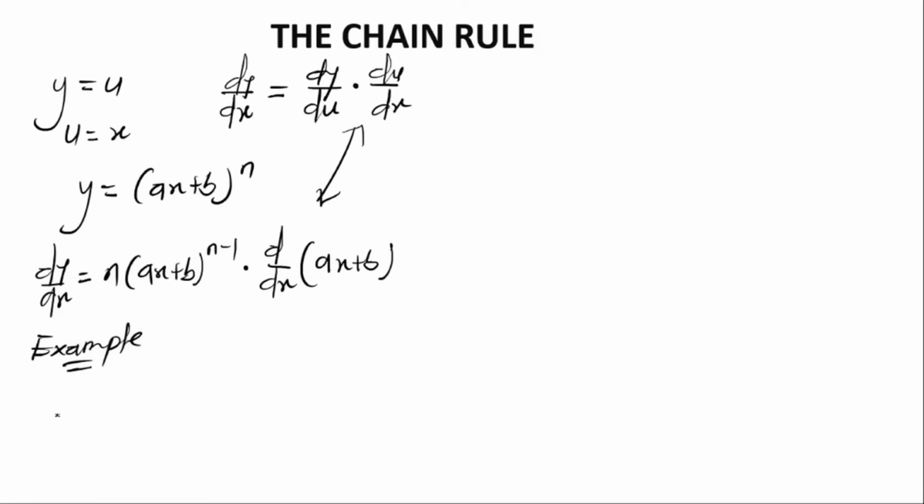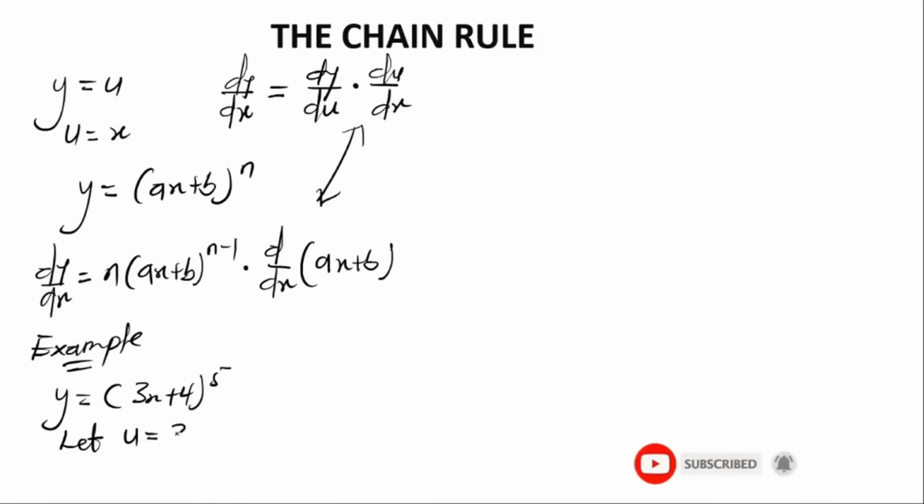For example, we have y is equal to (3x + 4) raised to the power 5, and we have to differentiate this function. How do we go ahead to solve such a problem? First of all, let the function within the bracket be u. So u is equal to 3x + 4. If u is equal to 3x + 4, the equation at the top can be rewritten as y is equal to u raised to the power 5, because u is now 3x + 4.